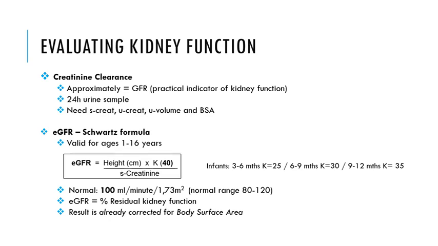The normal range is between 80 to 120, but to average it out and just make it easier, we use 100 mils per minute per 1.73 meters squared. And this then functions as a percentage of kidney function. So if your GFR, for example, is 60, a nice way to explain to your parents what that means is to say that the kidney is functioning at 60%. And the nice thing about this is that it is already corrected for body surface area.